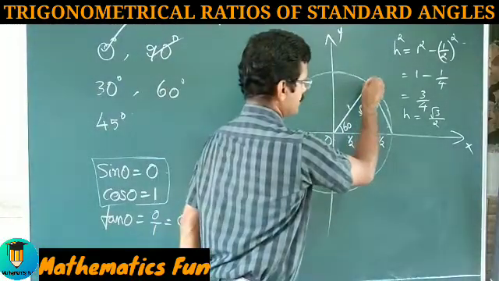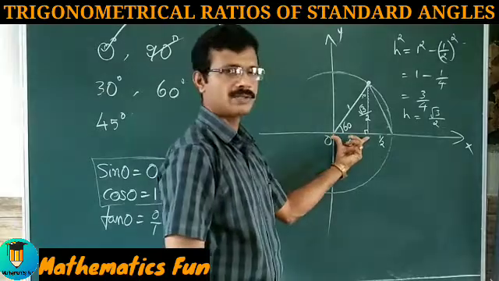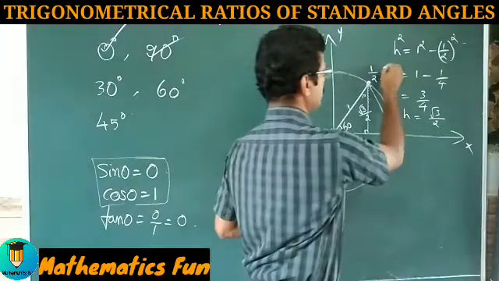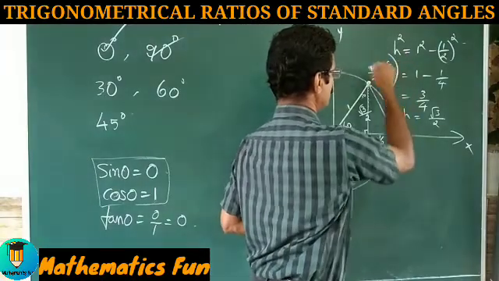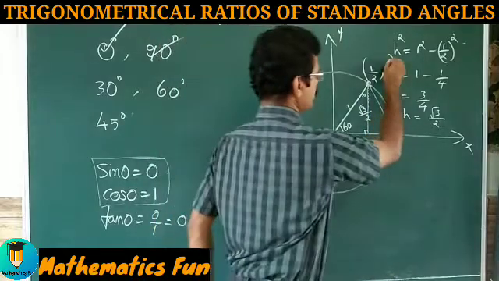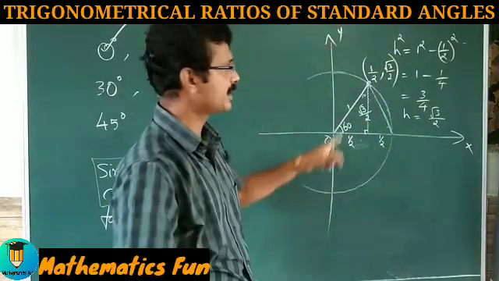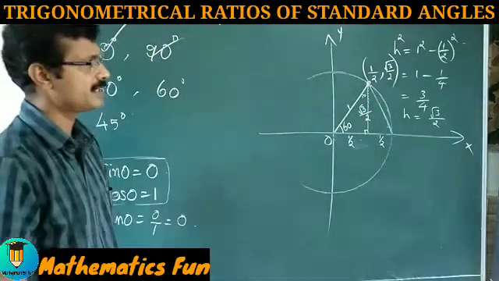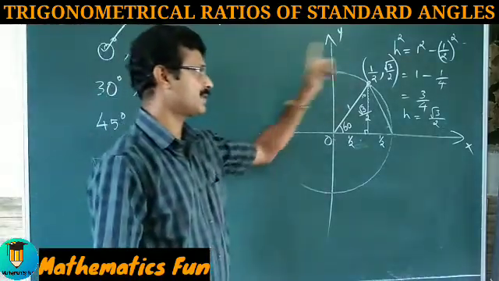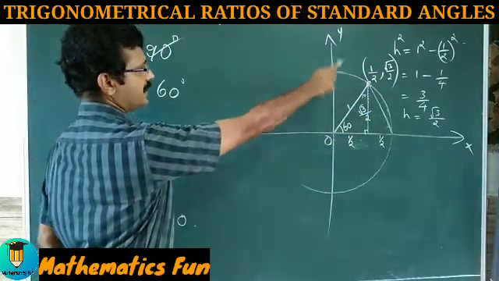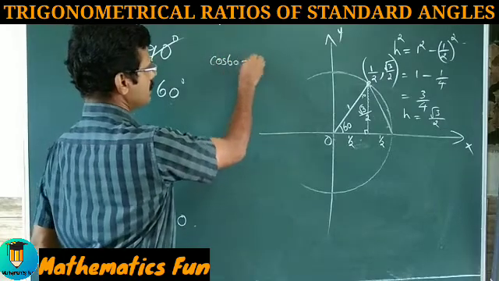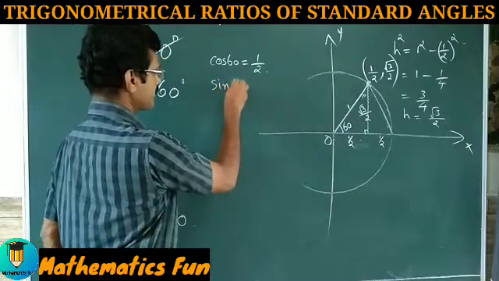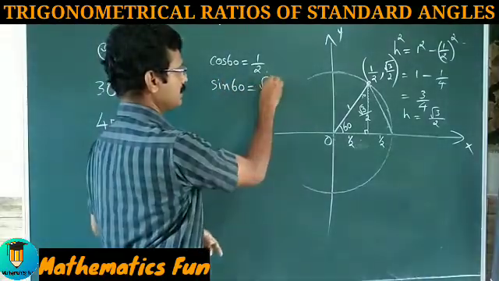Now we can say the coordinates of this point. x is 1 by 2, and height is root 3 by 2. I got the coordinates of the 60 degree radius: 1 by 2, root 3 by 2. From this we can see easily, as I said already, cos stands for the x coordinate. From the diagram, cos 60 is equal to 1 by 2, the x coordinate, and sin 60 is the y coordinate, that is root 3 by 2.